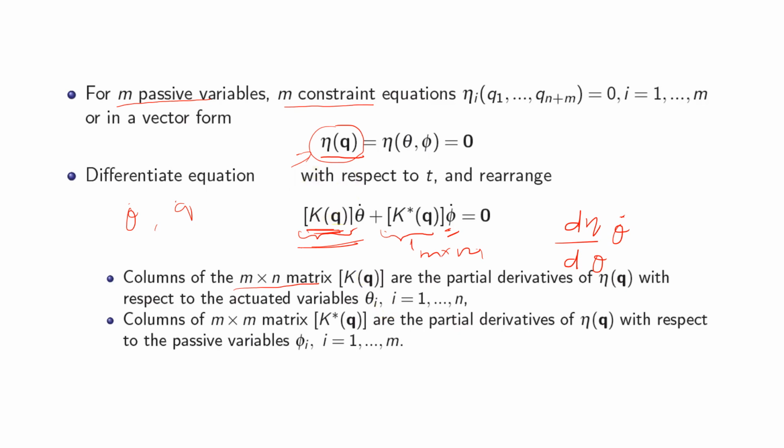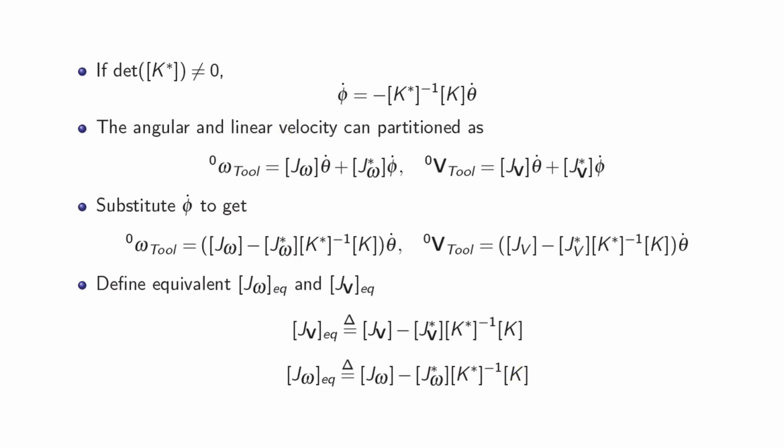So K of q is an m cross n matrix, whereas K star of q is always an m cross m square matrix. That is what I'm mentioning again: K star of q is always an m cross m square matrix, and K of q and K star of q are functions of both theta and phi. So let's continue. If the determinant of K star is not equal to 0, then I can solve for pi dot, which is minus K star inverse K theta dot.